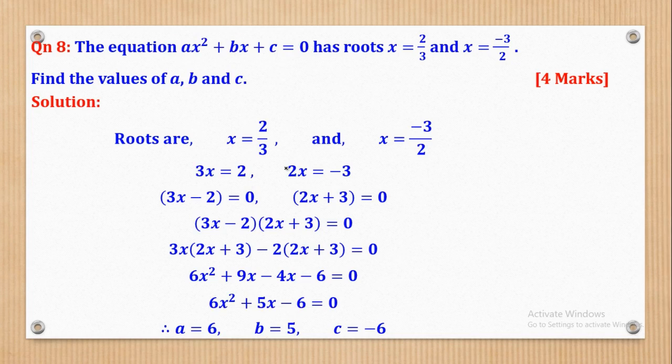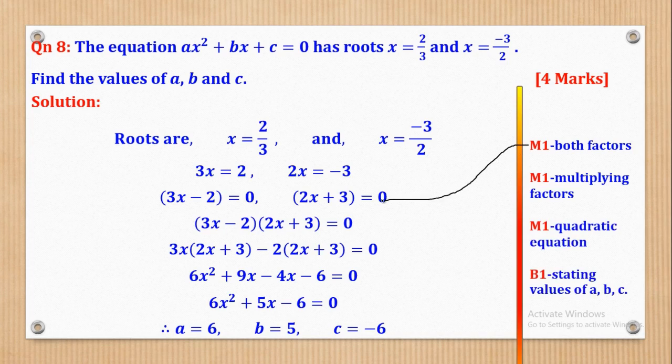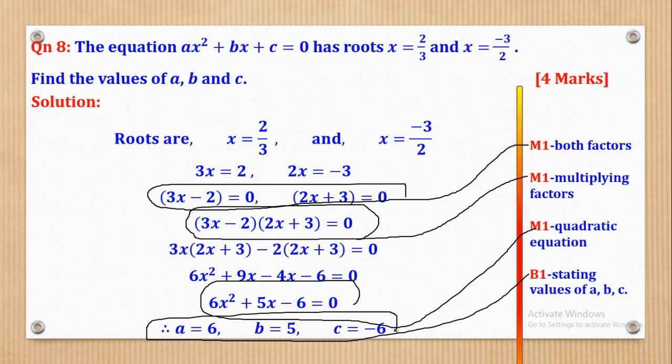Now let's see how marks can be awarded. M1 for both factors, so these are the factors. Then another M1 for multiplying the factors, so at this step that is M1. Then M1 for getting the quadratic equation, and B1 for stating the values of A, B, and C.